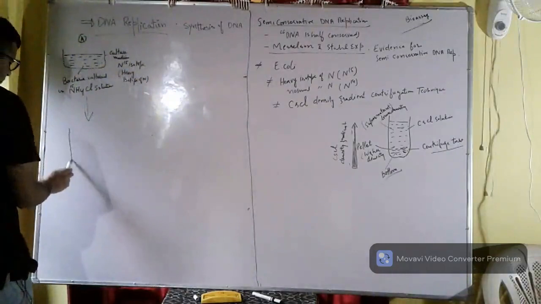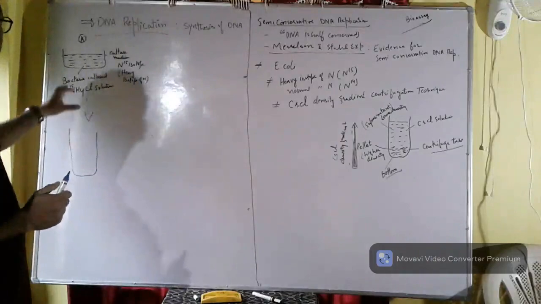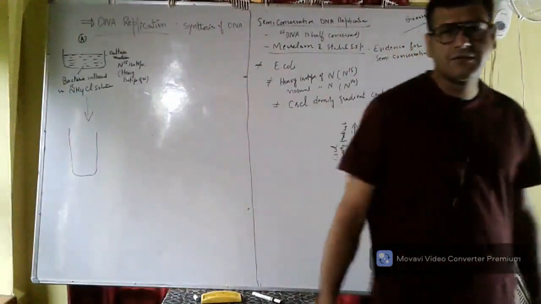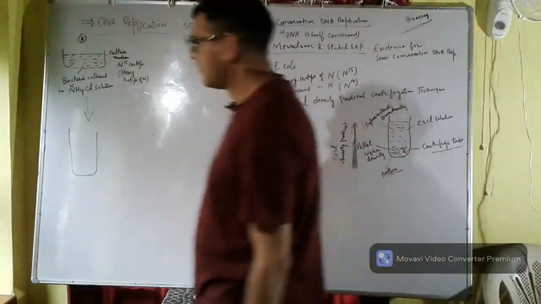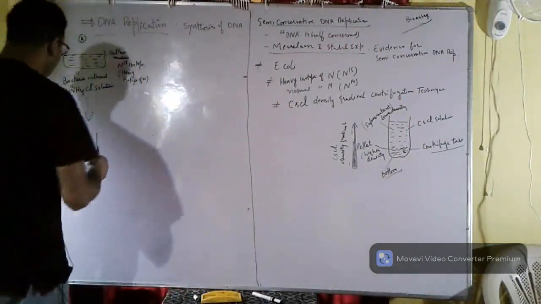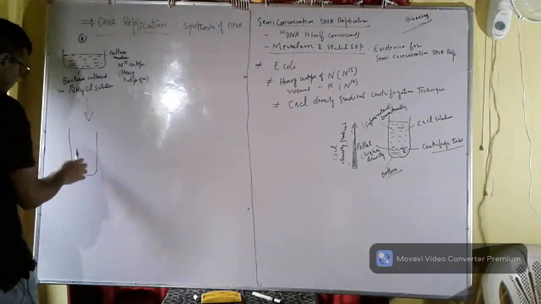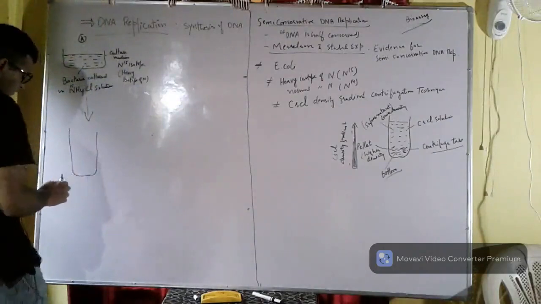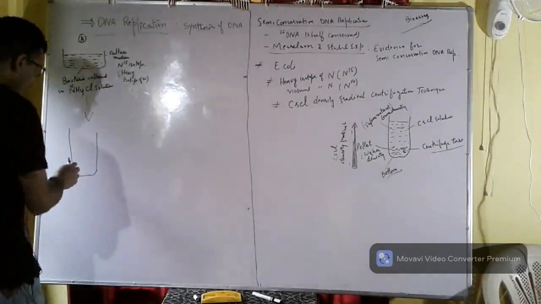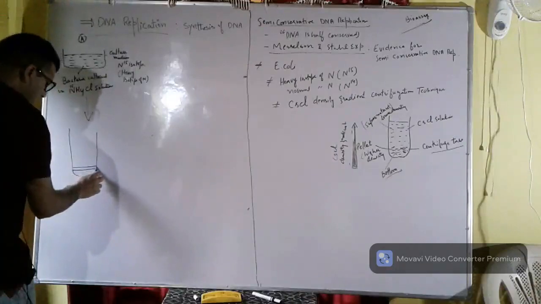What they did, they tested these bacterial cells by means of centrifugation. So they tested this DNA, or these bacterial cells, by means of centrifugation. On testing the DNA with centrifugation, they found that this DNA formed a band here.